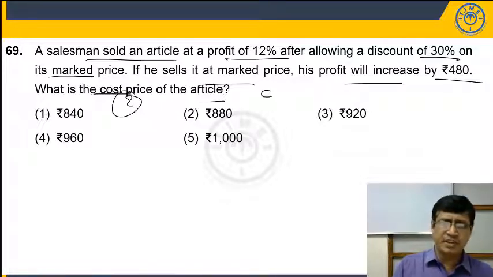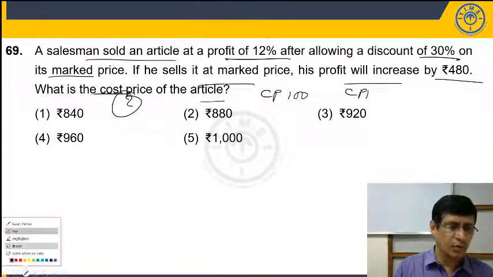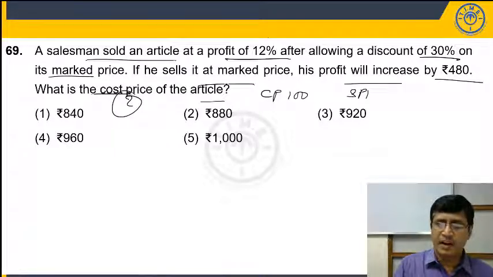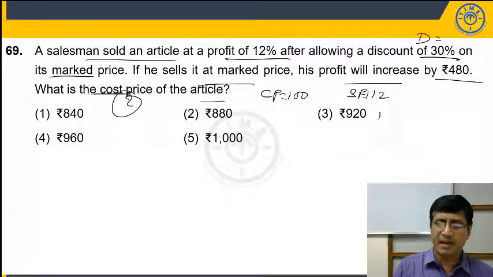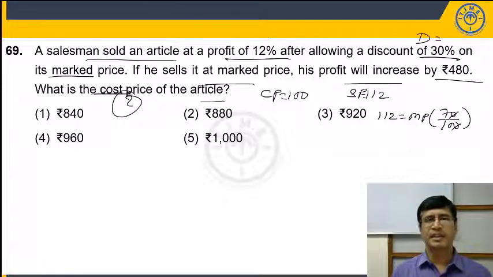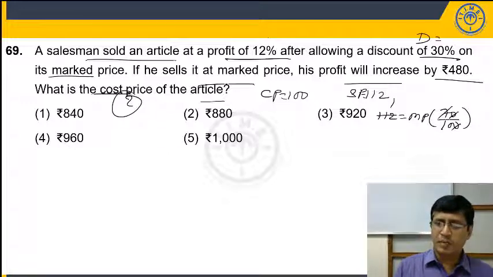I am using the cost price as 100%. That is 100 rupees. Profit is 12%, means the selling price of the article is 112. Okay, selling price is 112. What about the discount? The discount is given here, 30%. How are the discount, selling price and market price related? Selling price is equal to market price into discount percent. Discount is 30%, means remaining is 70%. So what is the market price? Market price is equal to 160.